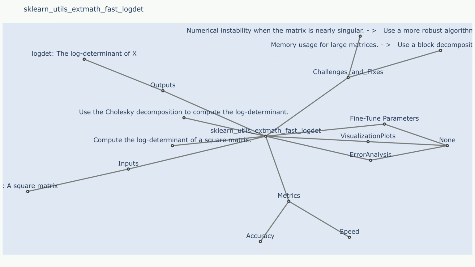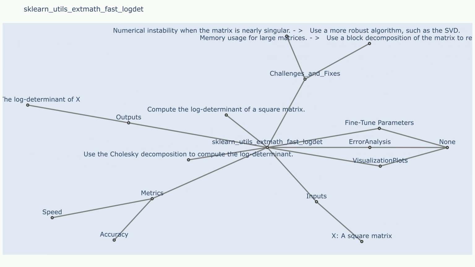Inputs: a square numpy array representing the matrix for which the log determinant is to be calculated. Outputs: logdet, a scalar value representing the natural logarithm of the determinant of the input matrix A.